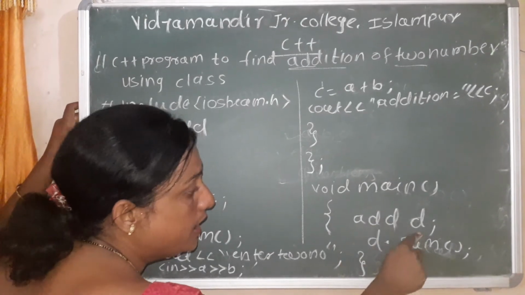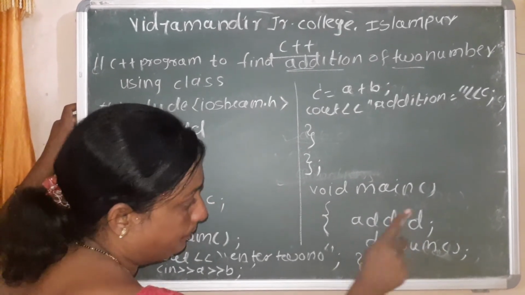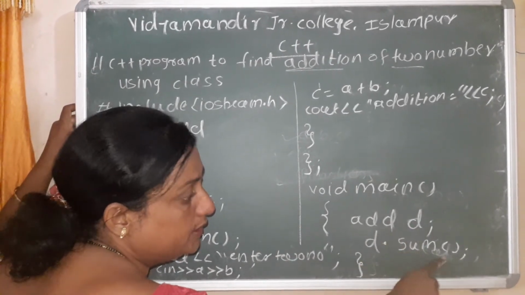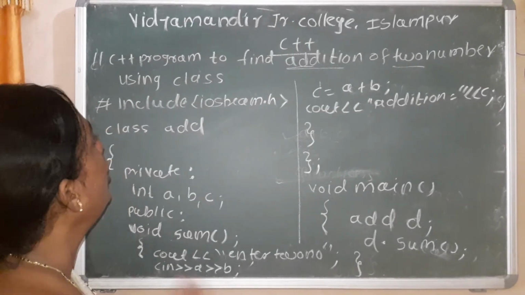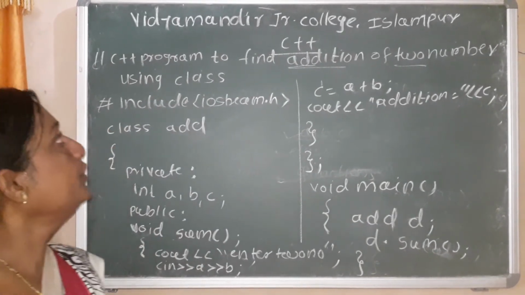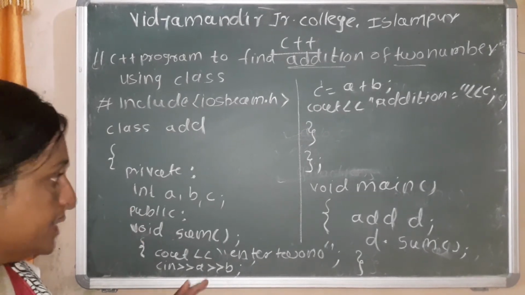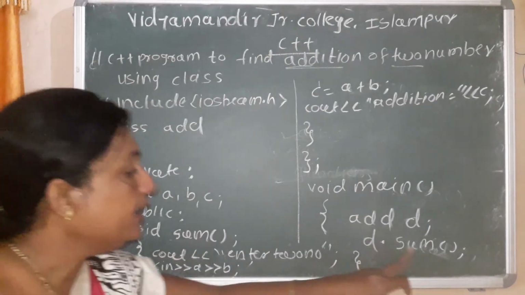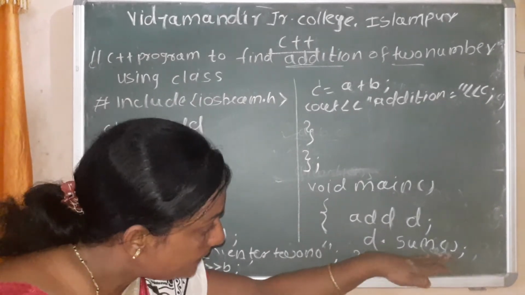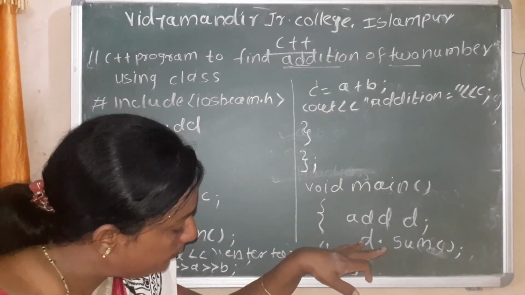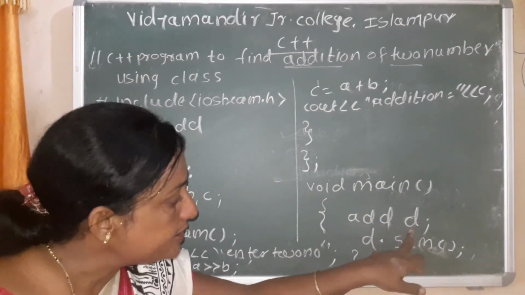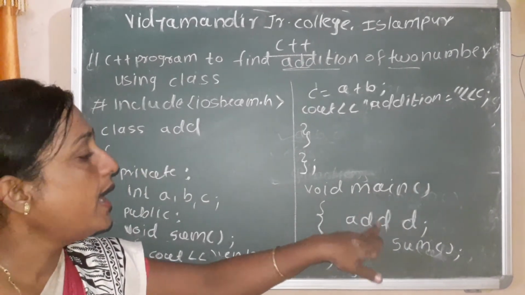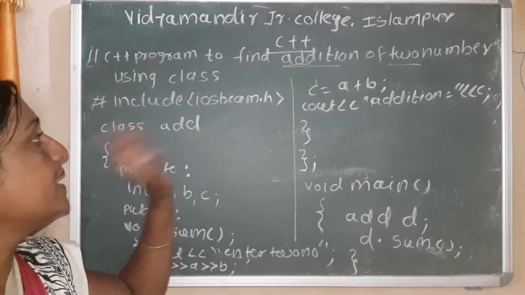First give the class name and we write any variable name. And fourth part is accessing the function, object name dot the function name. Here is the ending of the program to find addition of two numbers using class. In this program I use only one function whose name is sum. And here I indicate that this function belongs to the object D. And this statement tells that D object is a part of the class add, which is the class name we gave.